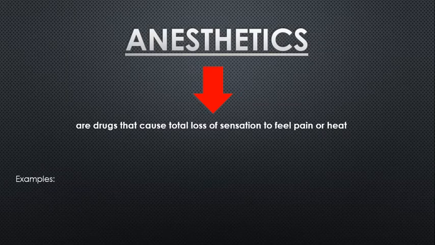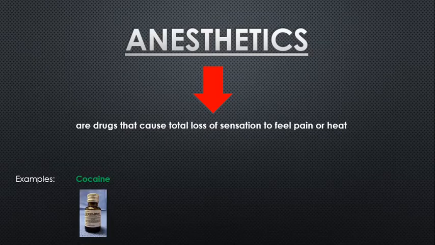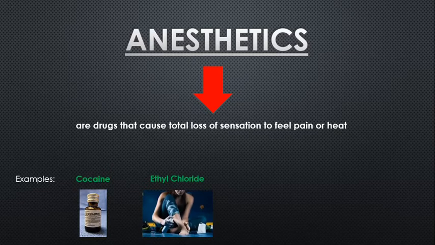I'm going to list common examples that are commonly used in Lebanon. For example, cocaine. It is used a lot in hospitals. Ethyl chloride. It is used commonly by athletes. They use it as a spray which results in total loss of pain and allows players to resume their play.